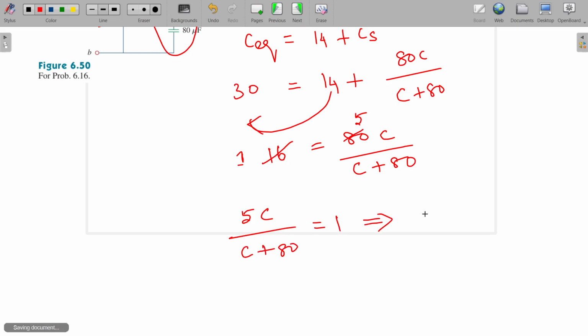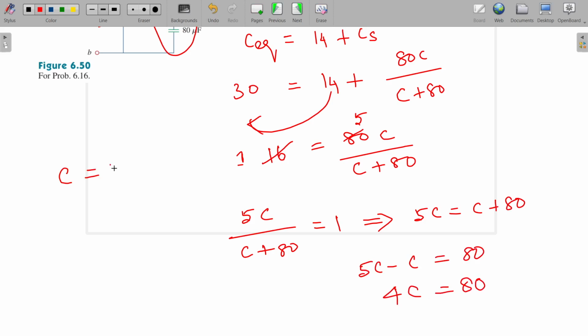Or you can write this as 5C is equal to C plus 80, or 5C minus C is equal to 80, or 4C is equal to 80. That means C is equal to 20 microfarad. So this is our answer.